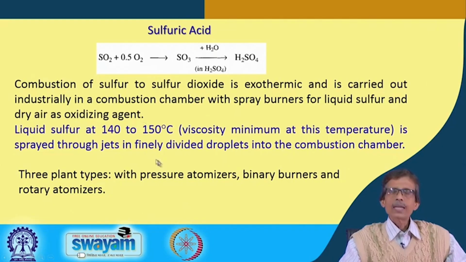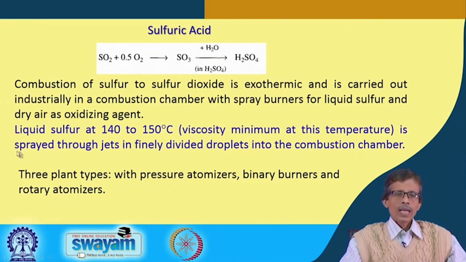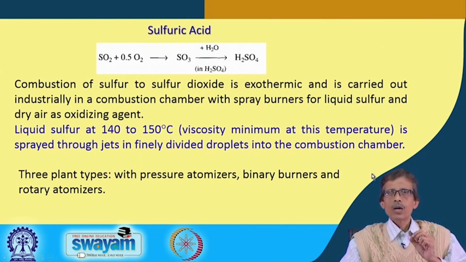dioxide. And that liquid sulfur, not at a very high temperature, but at a temperature of 140 to 150 degrees centigrade, because at that particular temperature it reaches a minimum viscosity value, is sprayed through jets, very fine orifices. So, the supply line will have some small jets, and the jet is finally divided into droplets in the combustion chamber. So, the liquid sulfur is basically getting injected into the combustion chamber where it is being burned to form the corresponding sulfur dioxide.